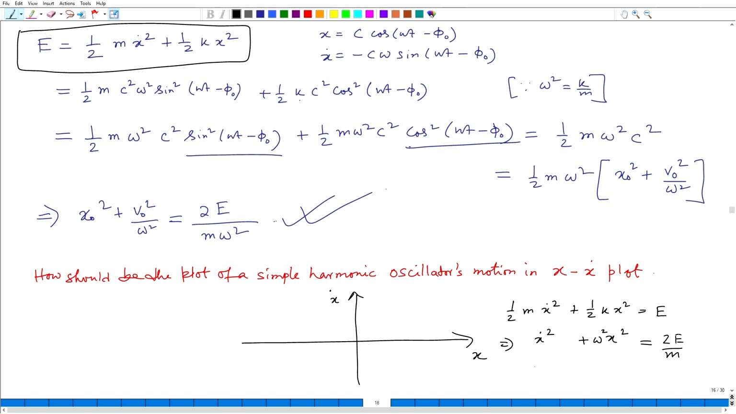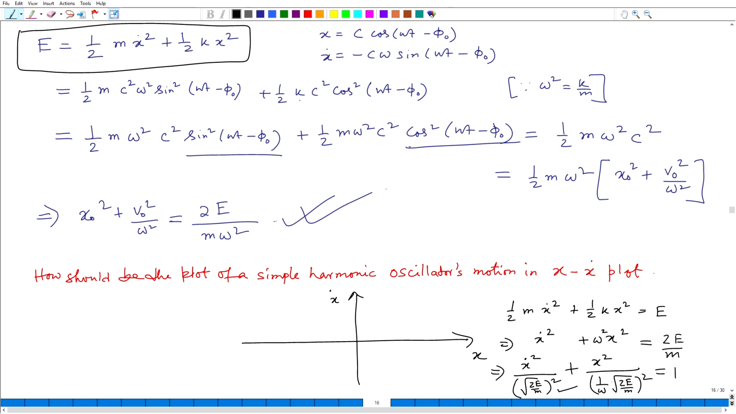Okay. And if you do that, you actually have x dot square by (root 2E by m) whole square plus x square by (1 over omega root 2E by m) whole square, and that will be equal to 1. So, in a plane having the x axis representing the displacement and y axis representing the x dot, what can you expect the trajectory will be? This will simply be an ellipse.